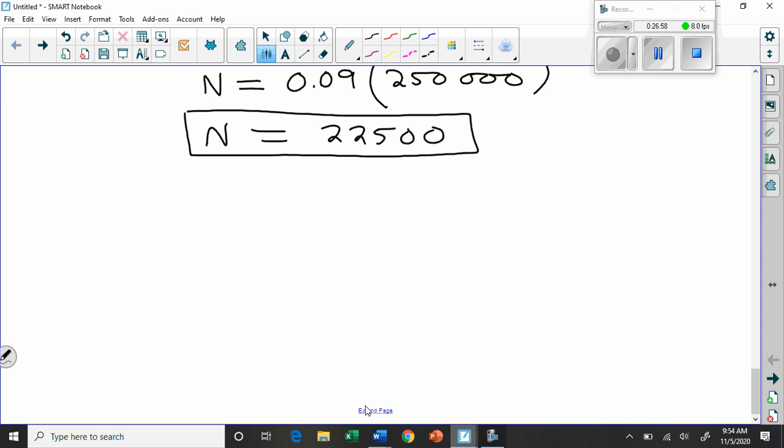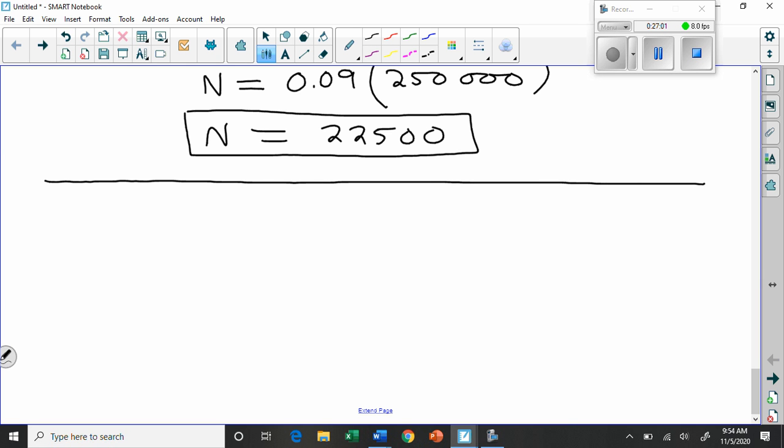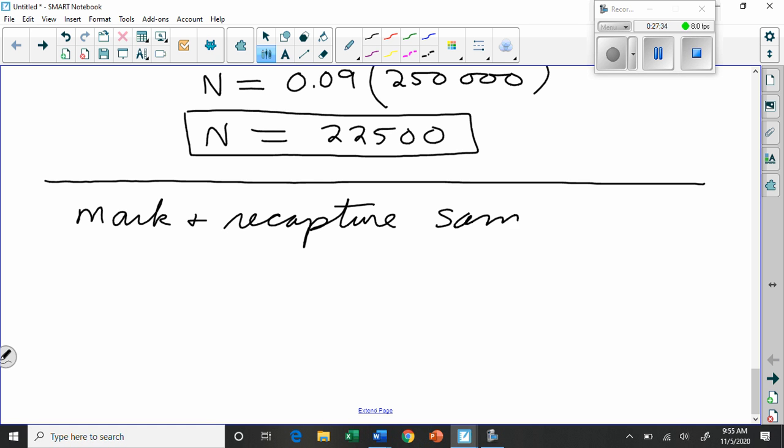So what becomes a challenge is when you have animals that move, they're not necessarily static, so you have the danger of counting an animal in one quadrant and then going to another quadrant and the same animal has run over there and you're counting it again. So in this case, we have another kind of system where you catch animals, you mark them, then you release them back into the environment. This is called mark and recapture sampling.